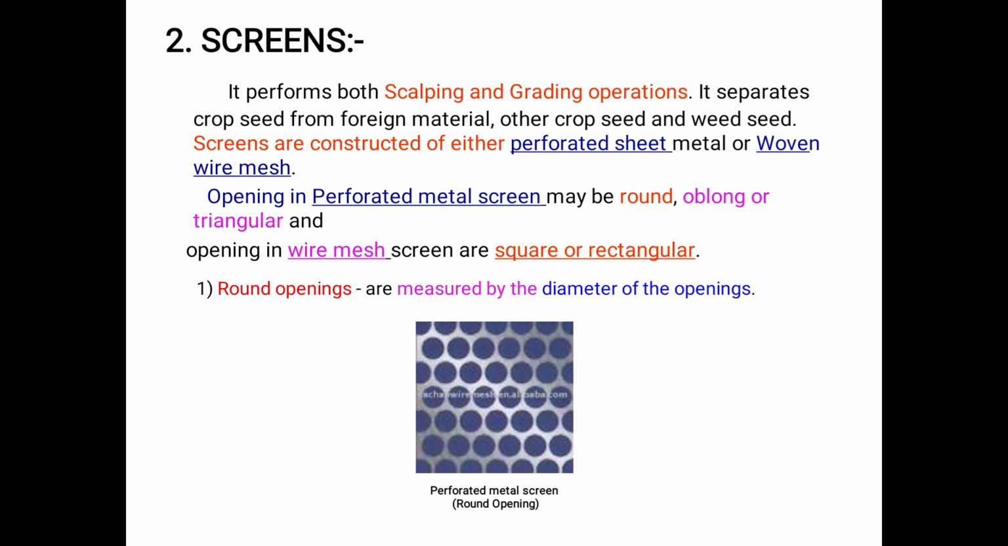Generally, for the design of the screens, openings are made as per the requirements. Some openings are rounded in shape, some are oblong, and some are triangular. Generally, the round openings are measured by the diameter of the openings, and the diagrams of the actual perforated openings are given below.